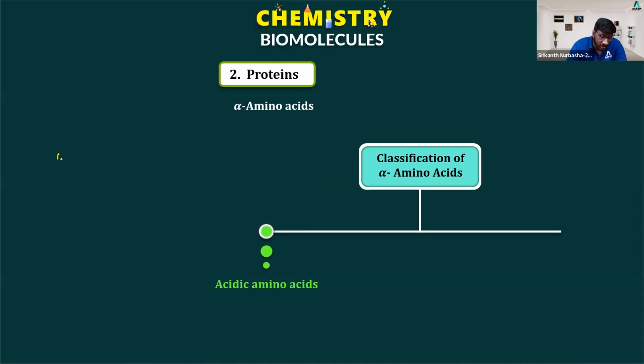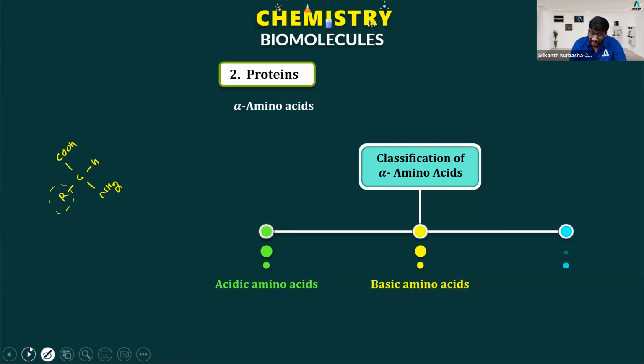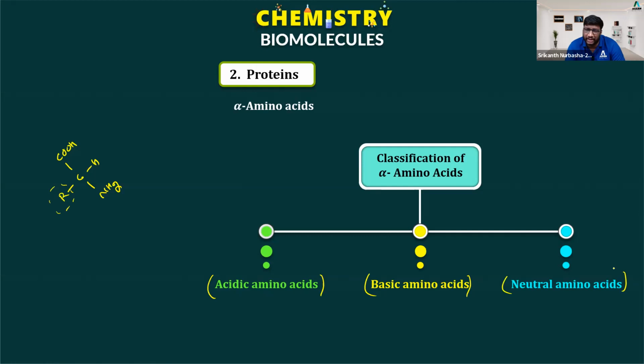Like I have told you, the general structure is COOH, CR, CH, and NH2. In this alkyl group, if you have an acidic group, then more number of acidic groups lead to acidic amino acid. In this alkyl group, if you have basic groups, then that will be basic amino acid. If this alkyl group does not have acidic or basic group, then that is neutral amino acid. So acidic, basic, as well as neutral amino acids. Try to remember the amino acids with respect to these categories.